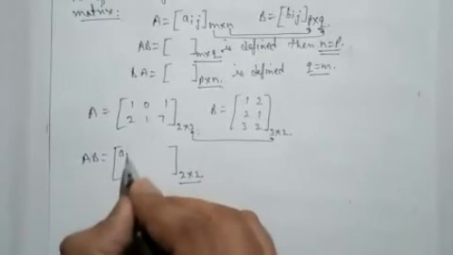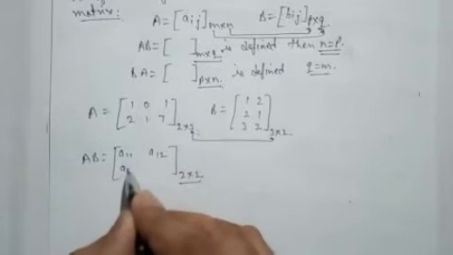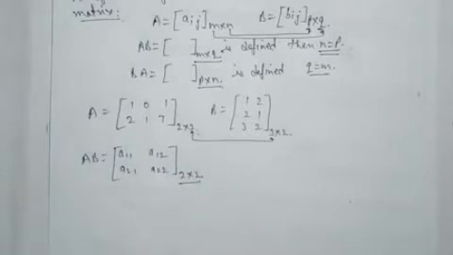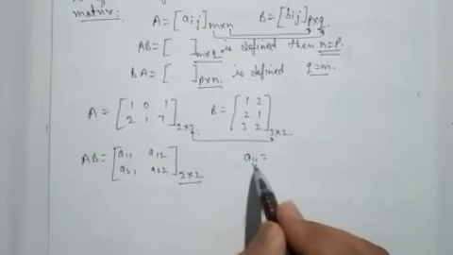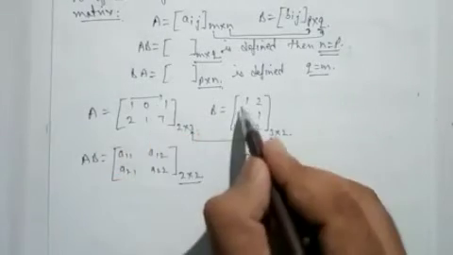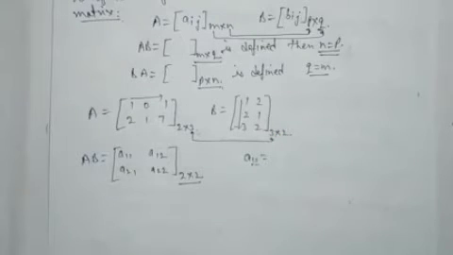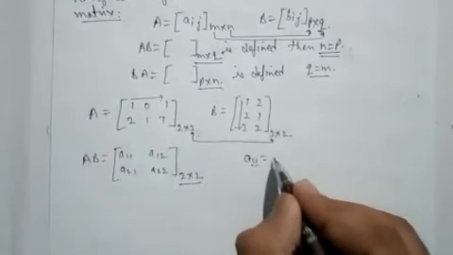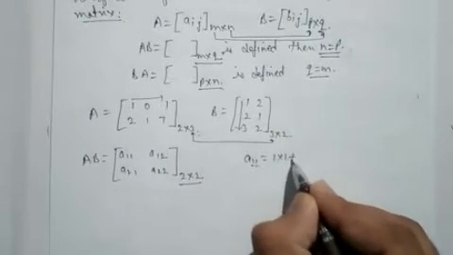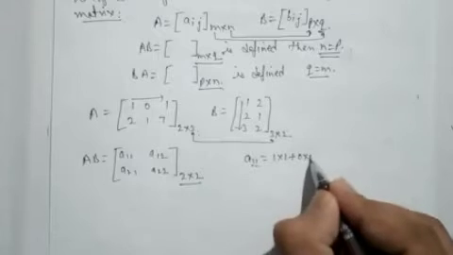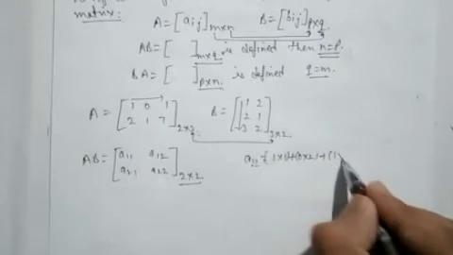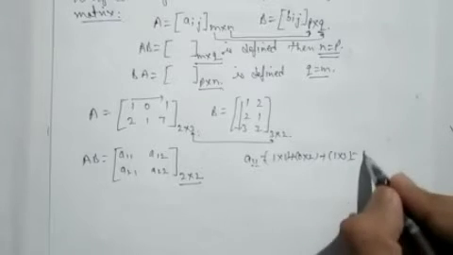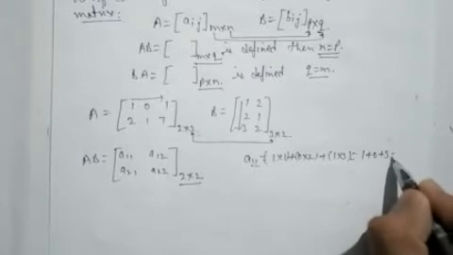2 cross 2 means we have A11, A12, A21, A22. Clear? So for the A11 element, take the first row and the first column. This is the first row and this is the first column. Multiply corresponding elements and add. 1 is multiplied by 1: 1 into 1 plus 0 into 2 plus 1 into 3. So the result will be 1 plus 0 plus 3, that is 4.